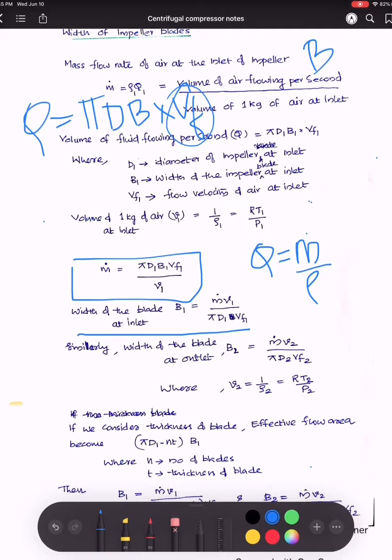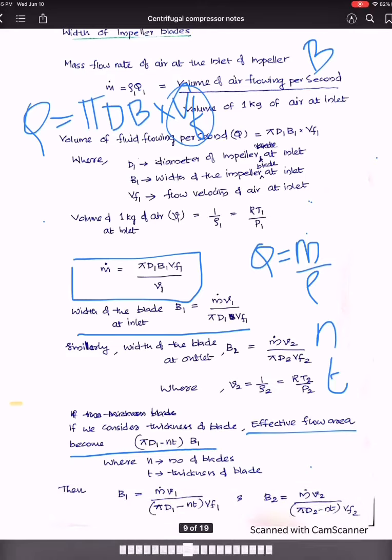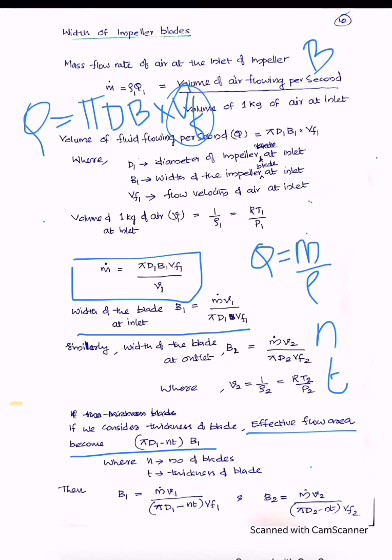And if you're going to consider the thickness of the blades, that is, if n is the number of blades and t is the thickness, the effective flow area becomes pi d1 minus nt into b1. So finally, this becomes the equation on the last line: b1 = m dot v1 divided by pi d1 minus nt into Vf1.